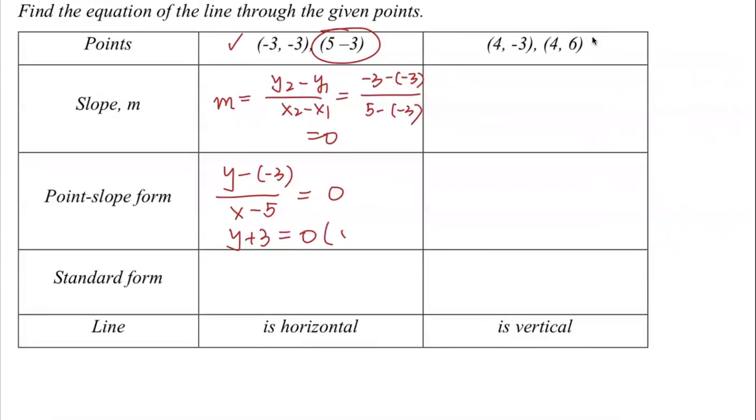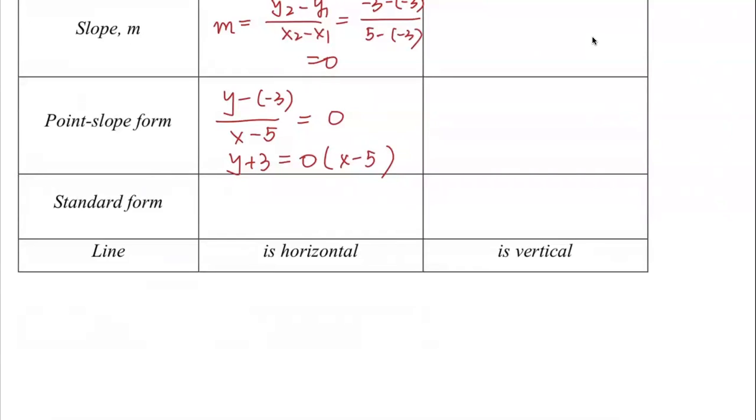So this is just the point slope form. I mean, you can write it like this. Actually, this might be a better answer because it's more of the form, right? Y plus 3 is equal to 0 times x minus 5. So that's a point slope form. Standard form.